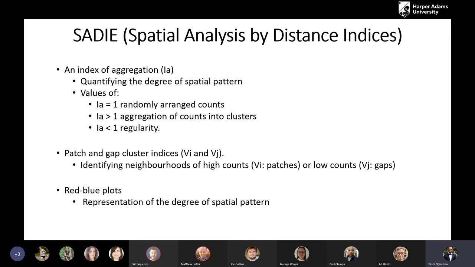Another component that you can use to determine the pattern in your data is called the cluster index, whereby you can determine the places in your data set, the places where you have collected the data, where there are patches or clusters, and the places where there is a gap. In SADIE we say high counts or low counts. If the places have a higher count, we say that's a patch. If the places have a lower count, we say that's a gap. For the presentation with this methodology, for example using R, you can visually represent your analysis so that you can see where there is a cluster or where there is a gap in your data set.